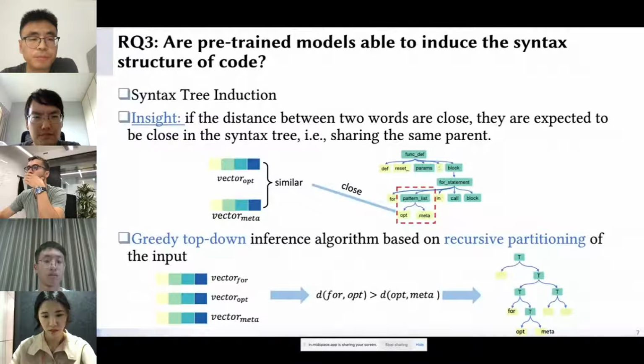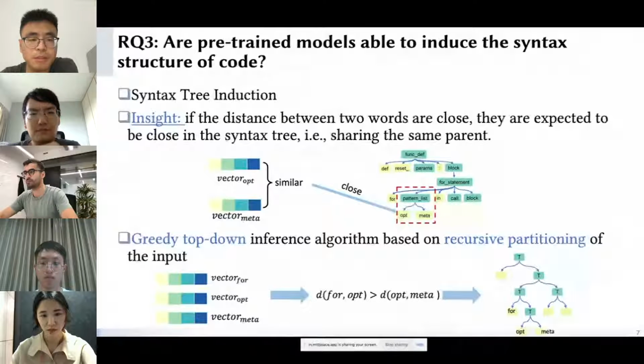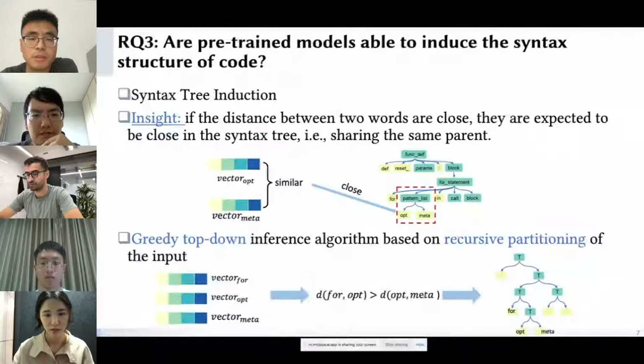We aim to induce a syntax structure of source code based on its word embeddings. Our insight is that if the distance between two words is close, they are expected to be close in the syntax tree.